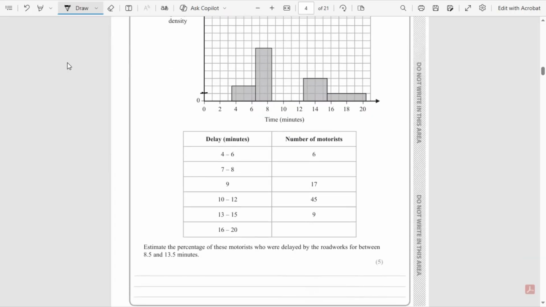Now, it's probably just worth adding another column here for frequency density. So remember that frequency density multiplied by the class width will give you the frequency. So the area of the bars is the frequencies. So the question is to estimate the percentage of these motorists who were delayed by the roadworks between 8.5 and 13.5 minutes.